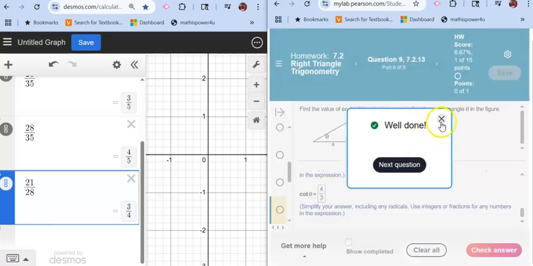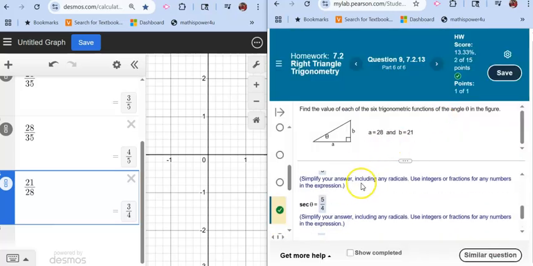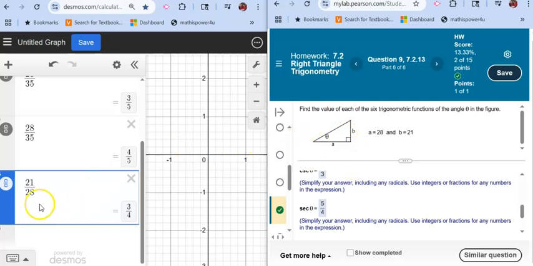All right, so that is how I can find the values of all 6 trig functions given 2 of the 3 sides of a right triangle.